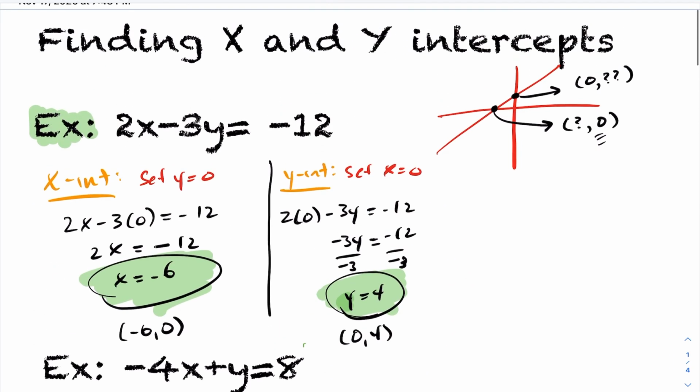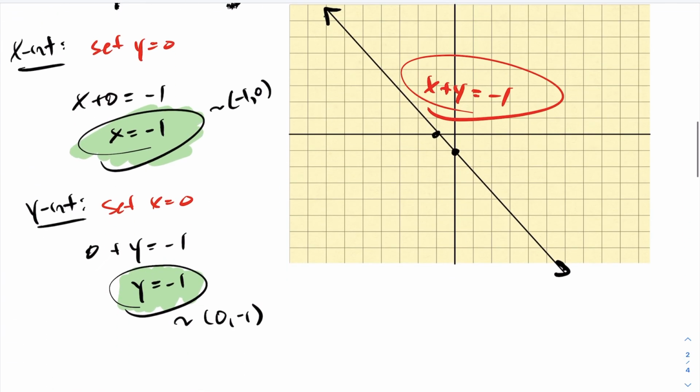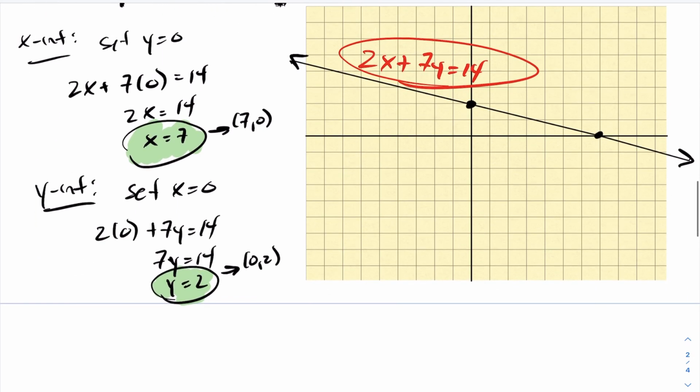And the reason for that is any line that crosses the x-axis must have a y-coordinate equal to 0, and any line that crosses the y-axis must have an x-coordinate equal to 0. Once you have your intercepts, like you see here, we just plotted them, drew our line, and we're done. Plotted our x-intercept, plotted our y-intercept, drew our line, and we're done.